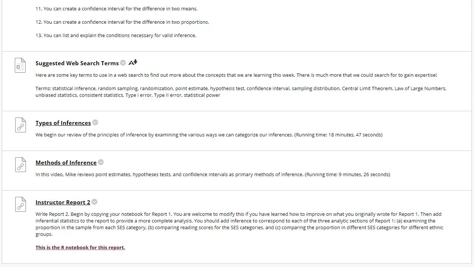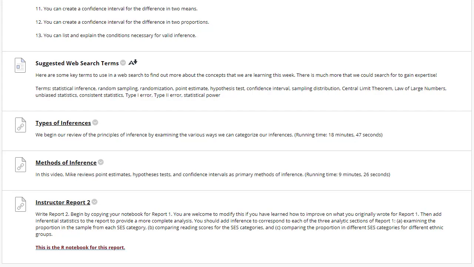Now that we've reviewed the methods of inference, let me go ahead and use those to complete my assignment for Instructor Report 2. Here's the assignment. Write Report 2. Begin by copying your notebook for Report 1. You are welcome to modify this if you have learned how to improve on what you originally wrote for Report 1. Then add inferential statistics to the report to provide a more complete analysis.